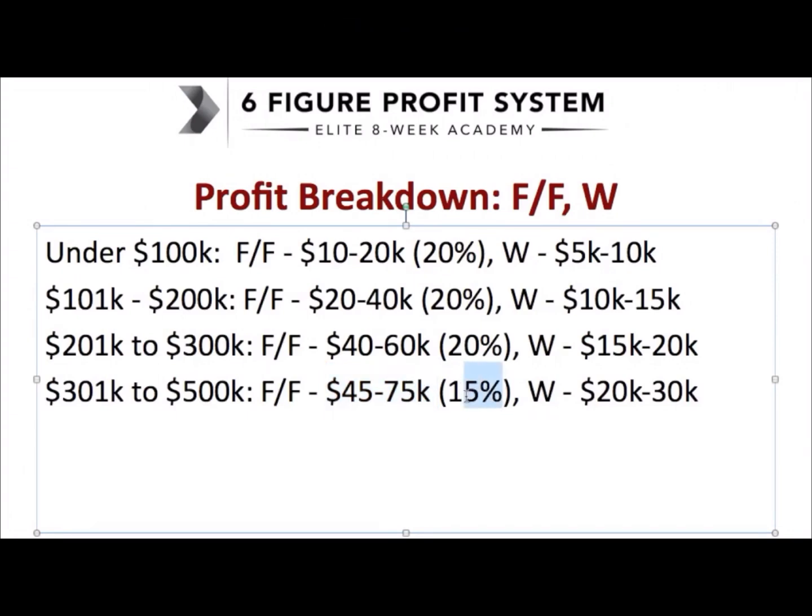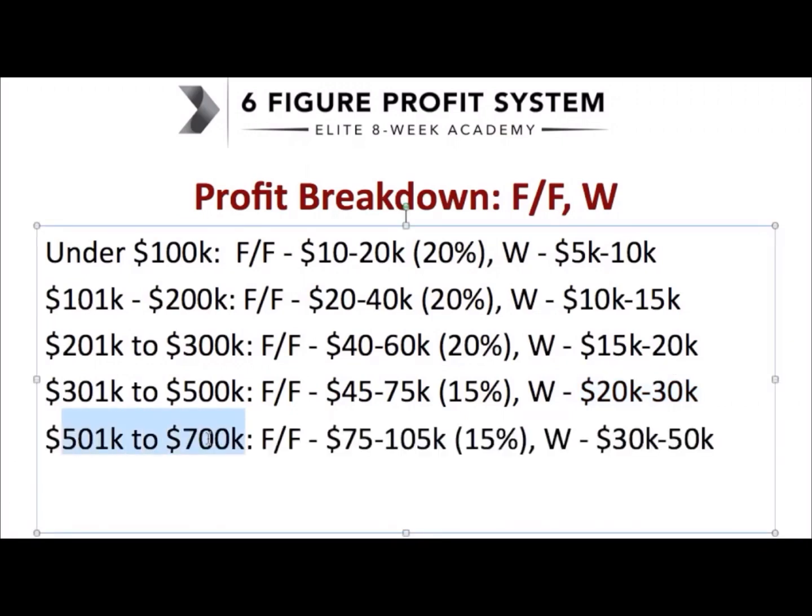We do drop our percentage when we get up over 300 or 350 typically, because it's an economies of scale. We're making a percentage, so we can drop down to 15% on our profit margin and still do really well. That's typically what we do. And you should be making a $20,000 to $30,000 wholesale fee when you're wholesaling at that price point. And let's go to the next one.